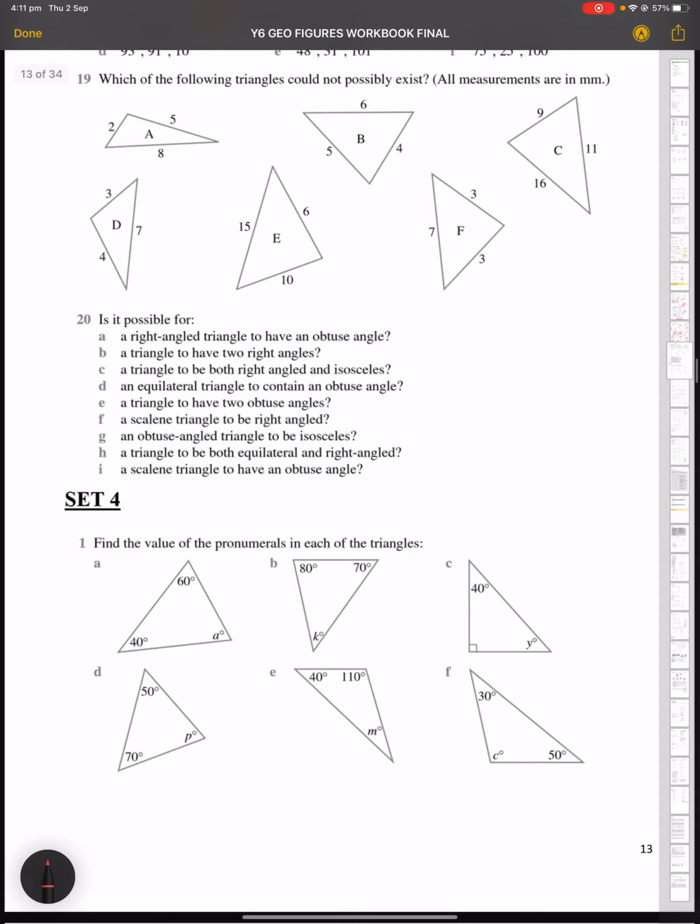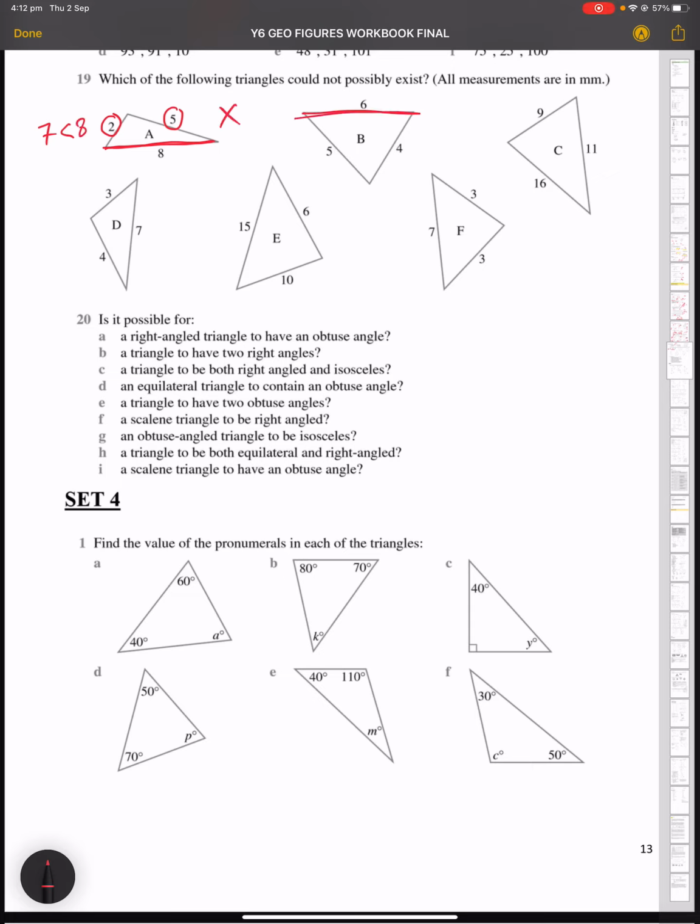Which of the following triangles could not possibly exist? So look at this one. The longest length is 8 units. Then you have to say, okay, is the other two lengths 2 plus 5 more than 8? 2 plus 5 is 7. 7 is less than 8, so no, this cannot exist.